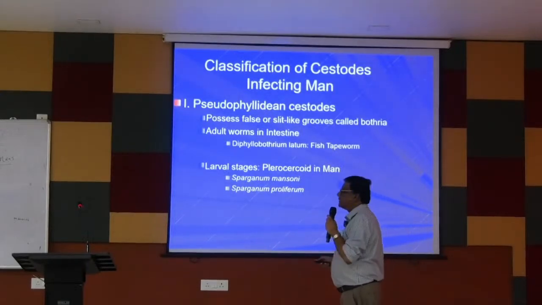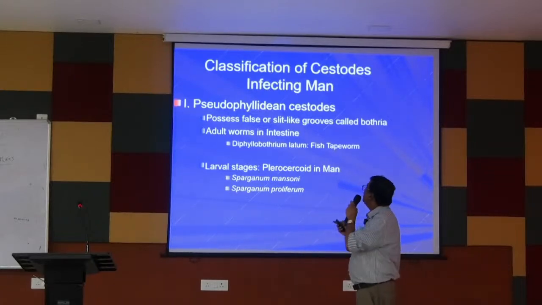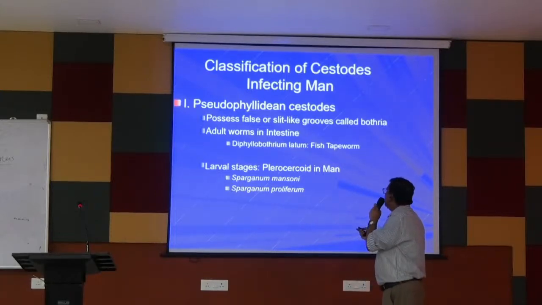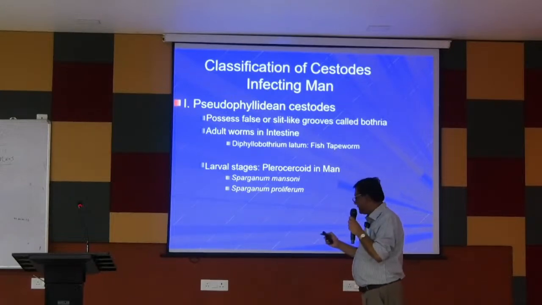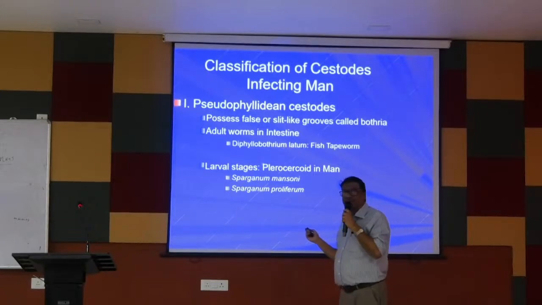The classification of cestodes: 2 groups are there. One is the pseudophyllidean cestodes. Only remember the example of that. The example is Diphyllobothrium latum, the fish tapeworm.